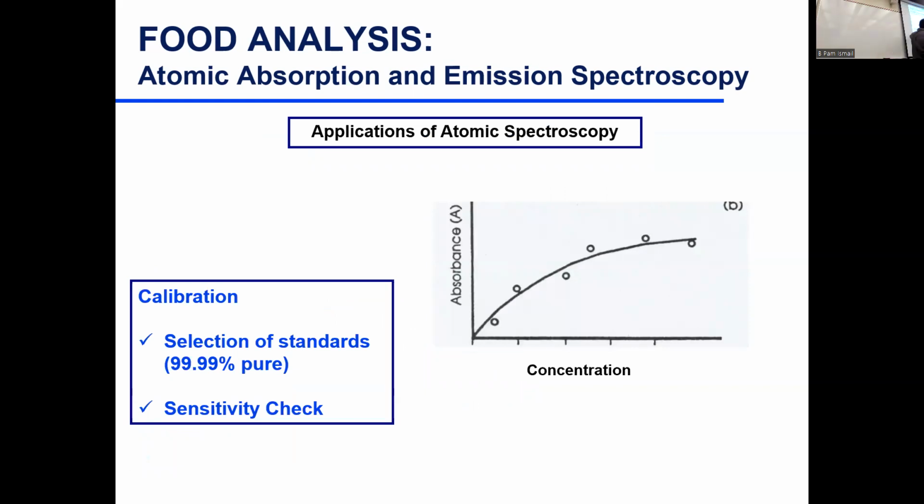So we talked about calibration being important. We have to use very, very pure standards so you don't have any interferences. And then we have to figure out the concentration where you have linearity. You don't want the curve like that. And you don't want your samples to fall outside of your standard curve. Falling outside of the standard curve can cause underestimation or overestimation of your samples.